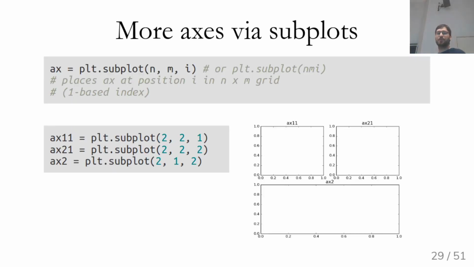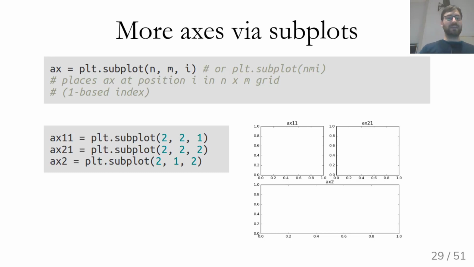The benefit of doing this one axis at a time is that you can be a little bit more creative, and you can add axes of different shapes. So here, for example, for the first two plots, I pretend I have a 2x2 grid, and for the last one, I pretend I have a 2x1 grid, and so I can have a row spanning axis, and I can do cool plots with that.